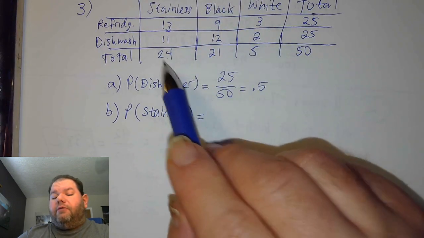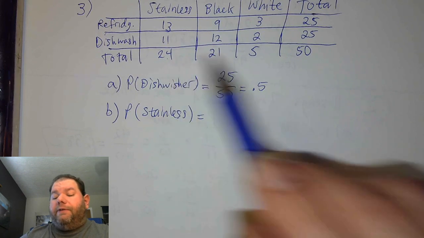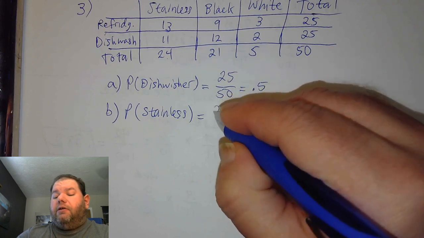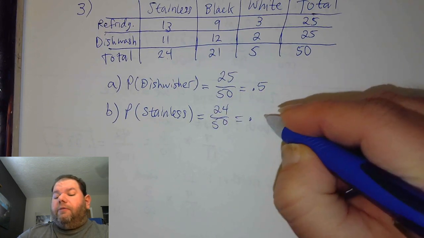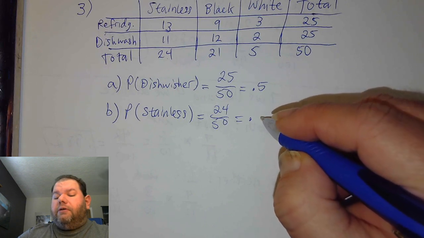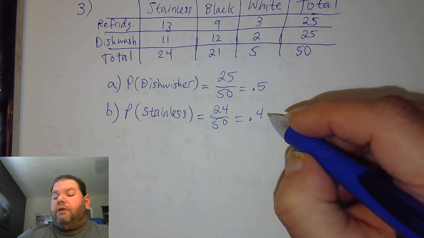24 stainless steel colored appliances out of the 50. So 24 out of 50 is 0.48.